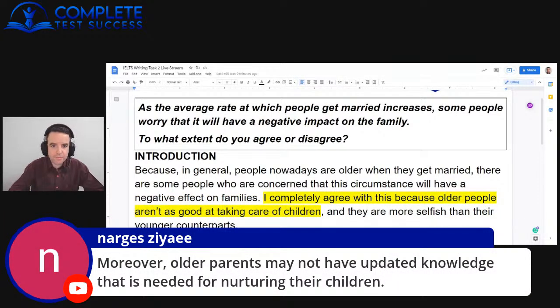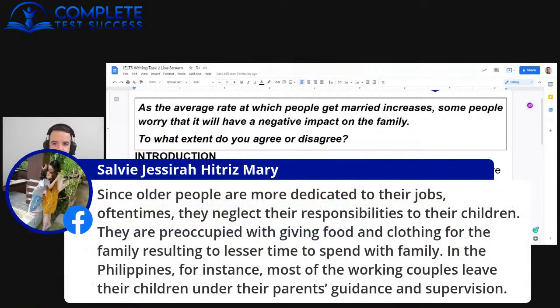"Moreover, older parents may not have updated knowledge that is needed for nurturing their children." Good. So you likely need an example as well. That probably wouldn't be long enough, but that's a good answer. Hi, Salvi. Good to see you here as well.